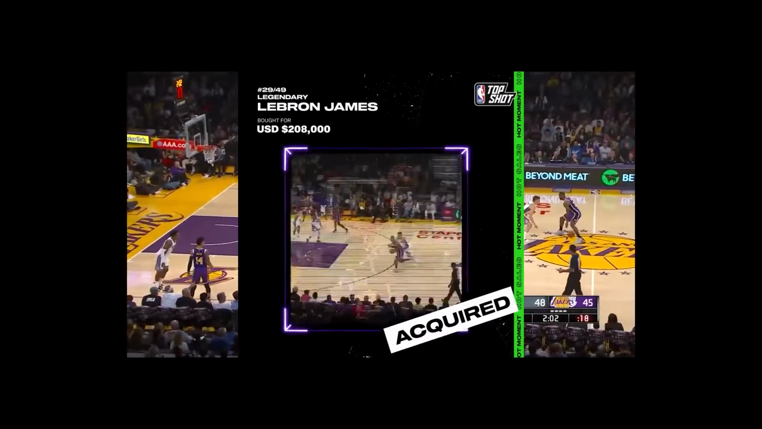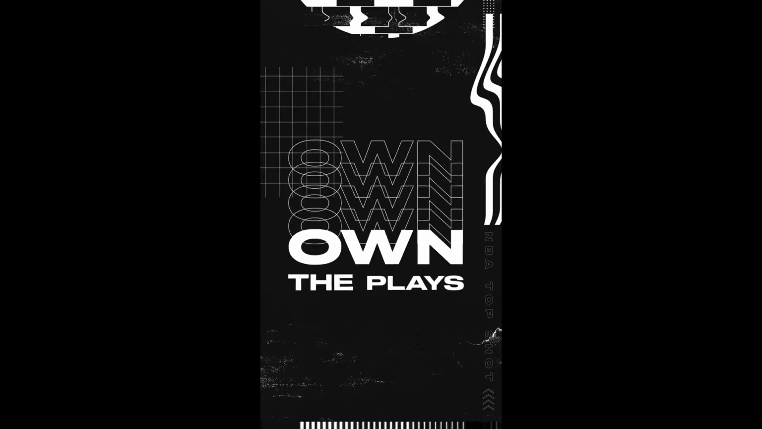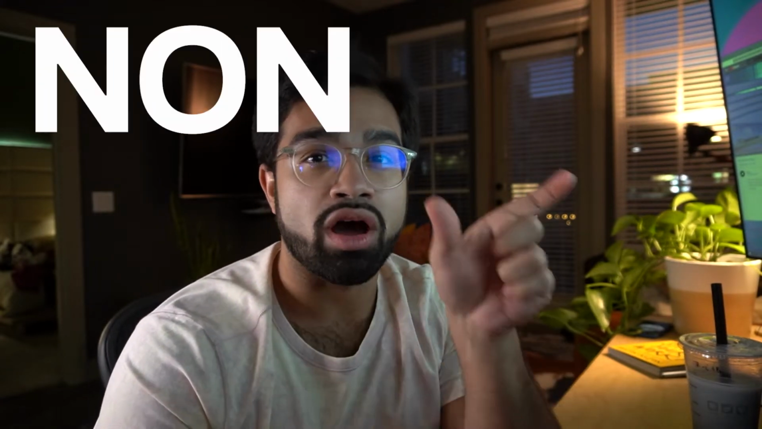You've probably heard something about the NBA TopShots these past few weeks. And even if you haven't, it's probably important for you to understand the fundamentals of what it is, that being NFT, or Non-Fungible Token.